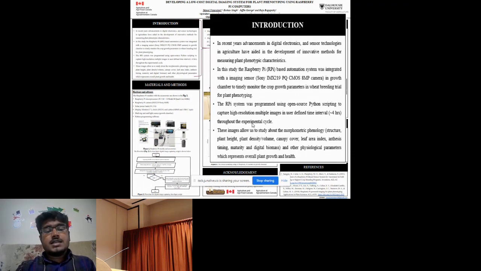These images allow us to study morphological phenology such as structure, plant height, plant density and volume, canopy cover, leaf area index, anthesis timing, maturity and digital biomass, and other physiological parameters with respect to overall plant growth and health.